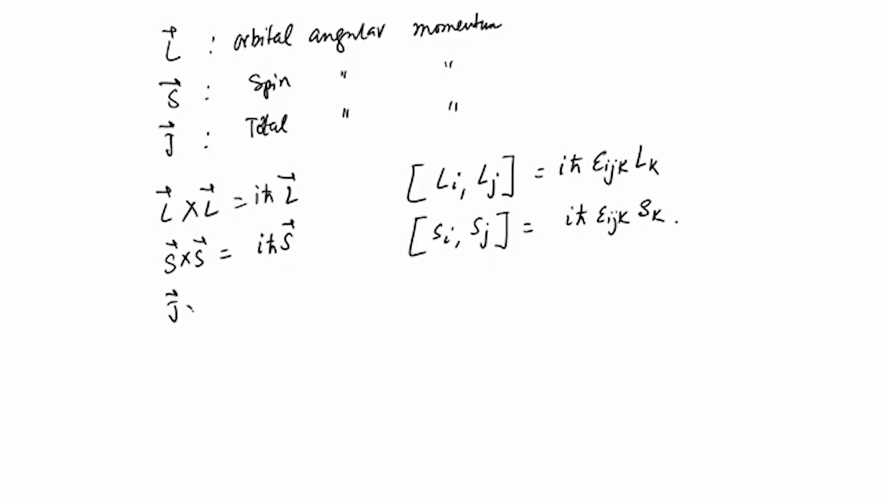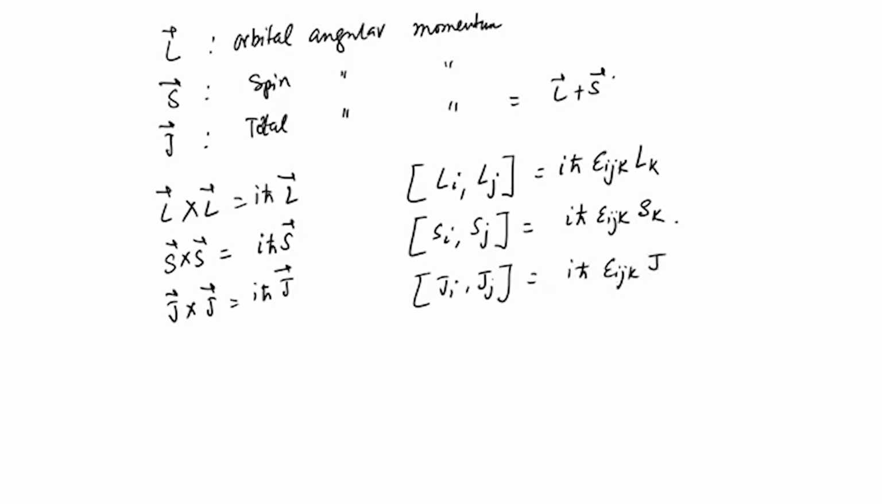And so J is equal to L plus S, and J cross J is equal to iħJ, and we have Ji and Jj, which are two different components, which is again epsilon_ijk, and so on. Okay. So, these are the commutation relations that we have seen.